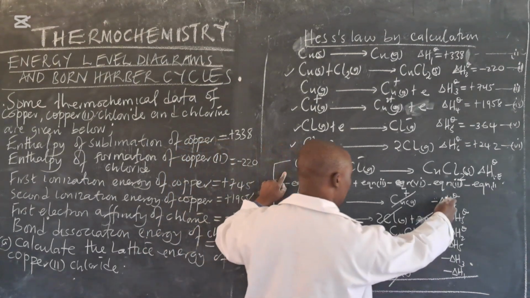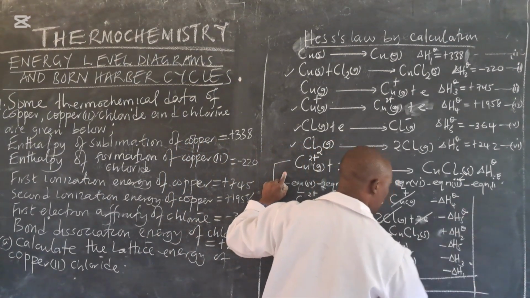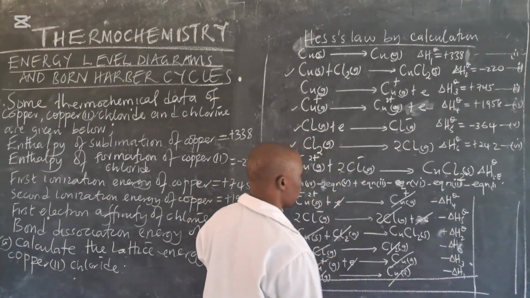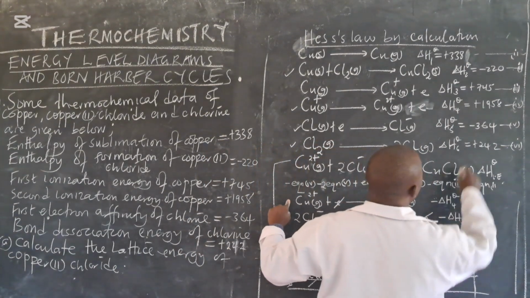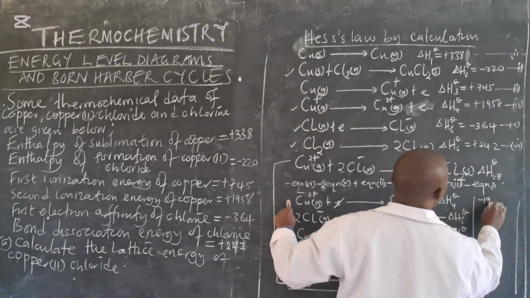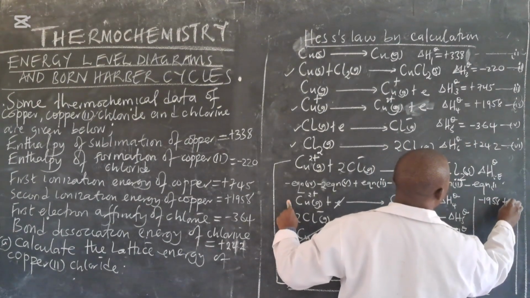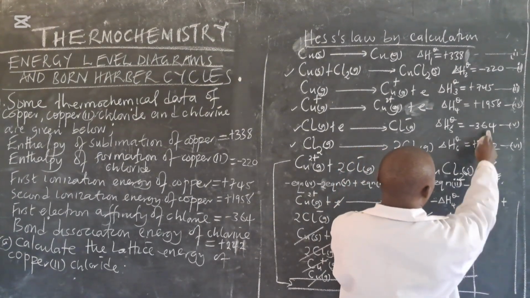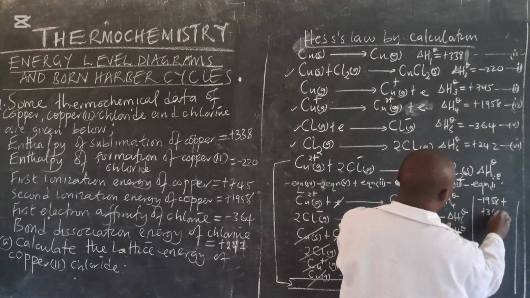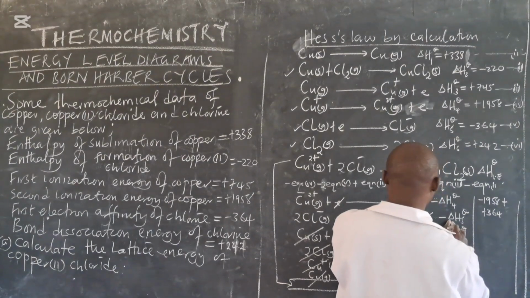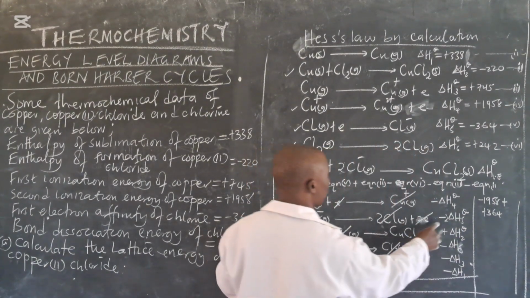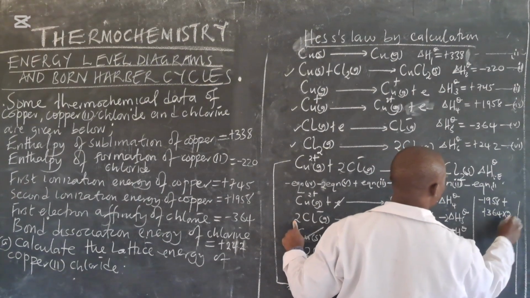So you shall just sum these energies the way they are accorded here. So we can feed in these energies. Energy 4 reversed is this, -1958, plus energy 5 reversed. 5 is this one, so it's +364. But this one we multiplied by 2 because of this 2. So this is times 2.